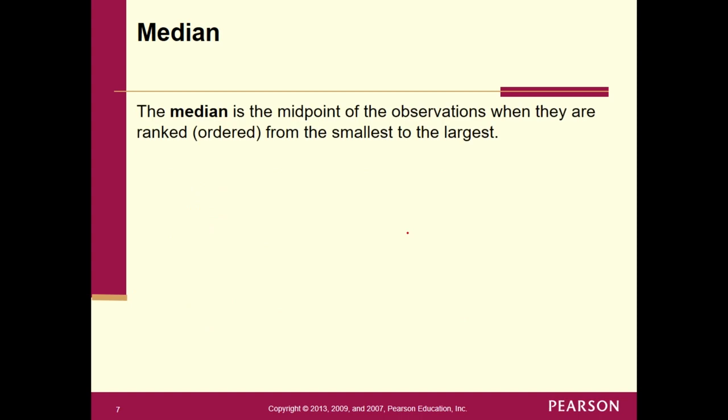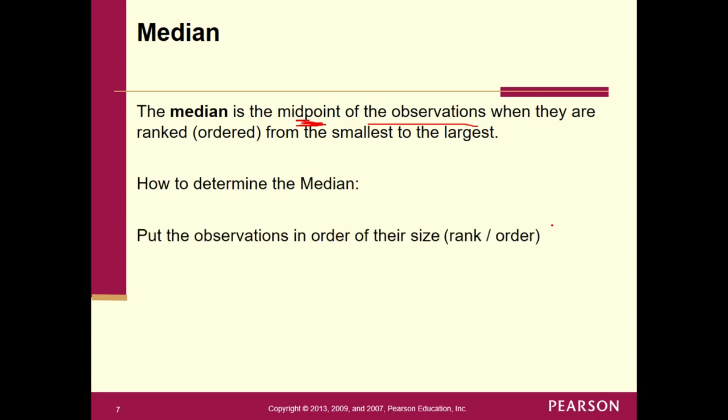How about the median? The median is the midpoint of the observations when they are ranked or ordered from the smallest to the largest. This is a different way of measuring the center of the data. So it's all about the number of observations, the midpoint once you put them in order. How are we going to determine the median? How are we going to calculate it? You have to take your data and manipulate it a little bit. You're going to have to put the observations in order of their size. You're going to have to rank them, ordering them from smallest to largest.